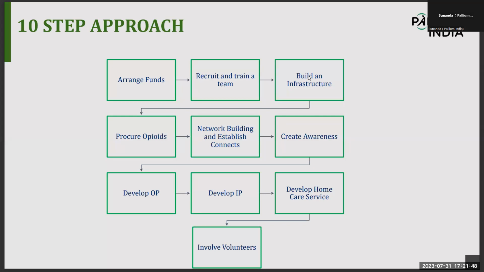Now everything is ready: funds are ready, you have a team, you have infrastructure or building, and things are ready. Now you have to procure opioids. As I was telling you, availability of essential drugs is important for pain relief. To procure, store, and dispense opioids, you need to be part of a recognized medical institution. In short, we call it RMI.